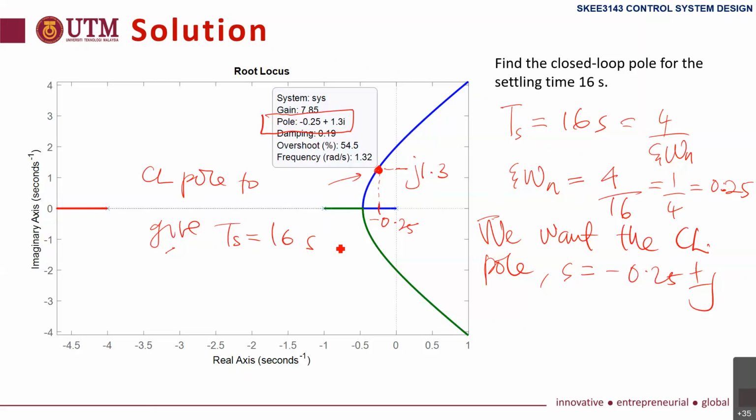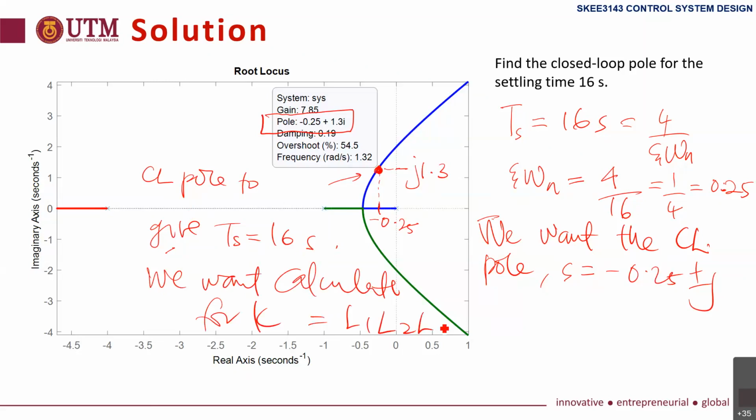And then we can calculate K using the formula K equal to L1, L2, L3. And if you calculate, you get about 7.85. Please do this later. If you calculate, you get 7.85.